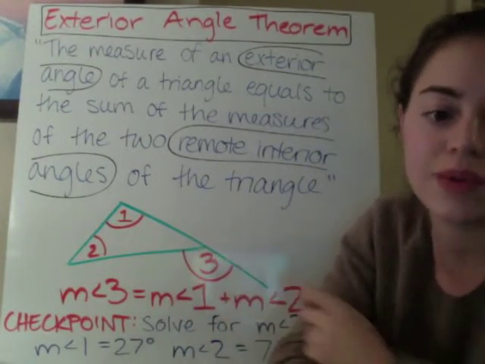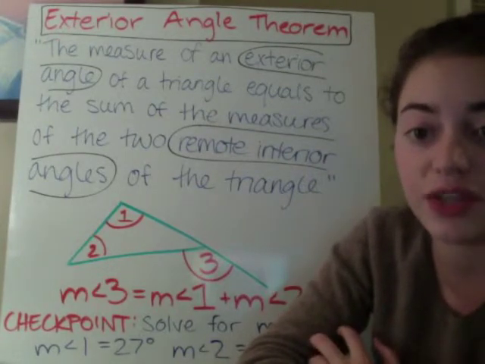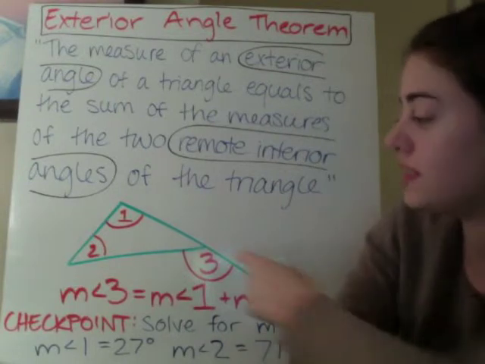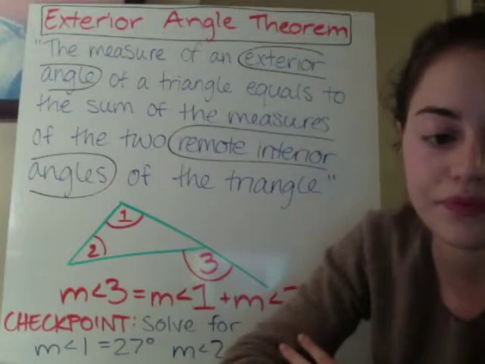A linear pair, as we may recall, is two angles that are adjacent, which means next to each other, as well as supplementary, which means that they add up to 180 degrees, which looks like a straight line.